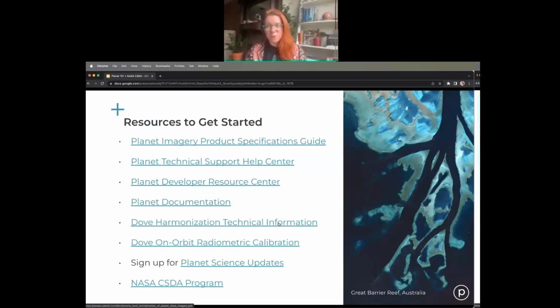We have a ton of resources online to help folks get started, including a detailed product specs guide that goes into the details of the satellites, all the different image products, the metadata, anything you might want to know is in that document. We also have a technical support center, a developer resource center, which has a lot of API information, some technical white papers on things like the harmonization process and the radiometric calibration.